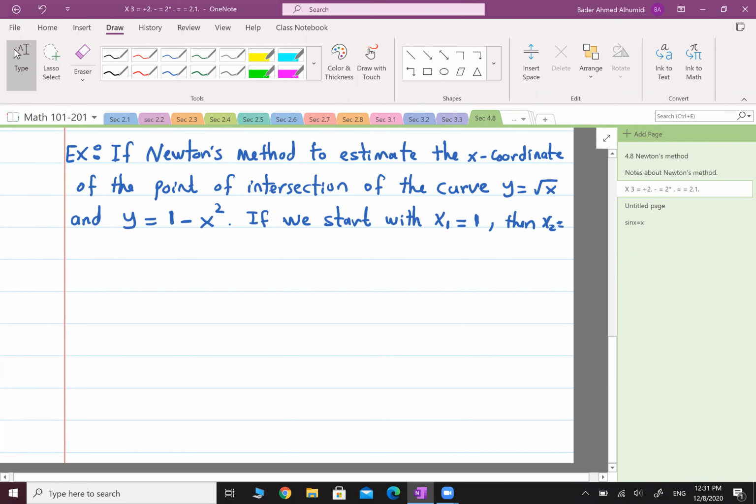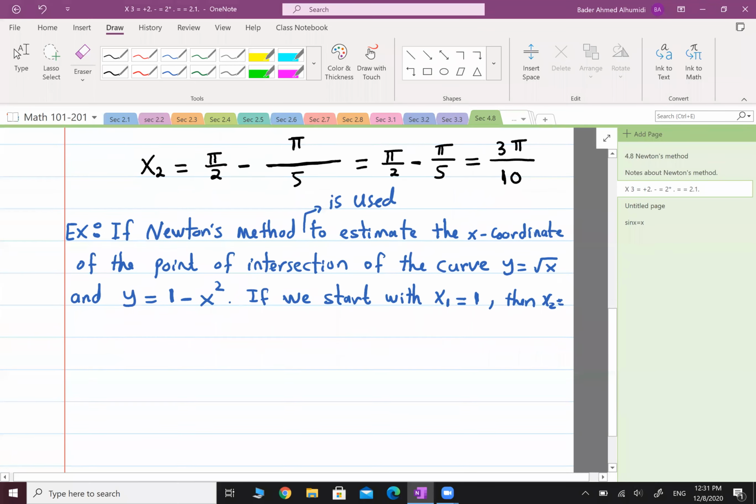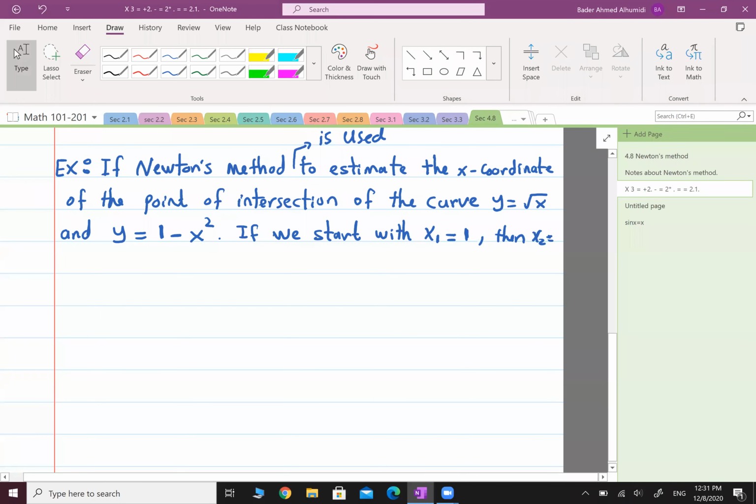This other type says if Newton's method is used to estimate, sorry, there is a misword here, is used to estimate the x coordinate of the point of intersection of the curve y equal to radical x and y equal to 1 minus x squared. If we start with x1 equal to 1, then x2 equal to what?